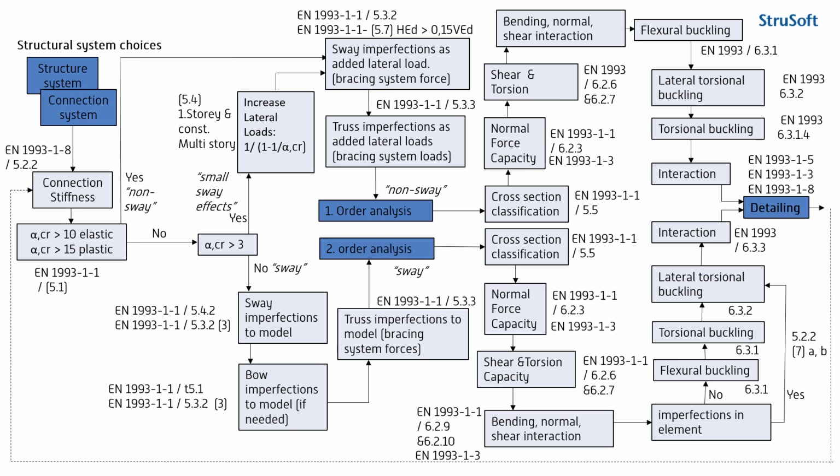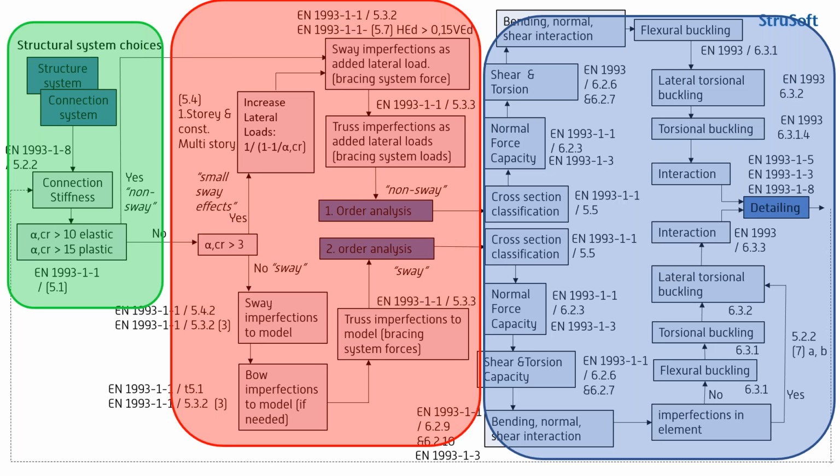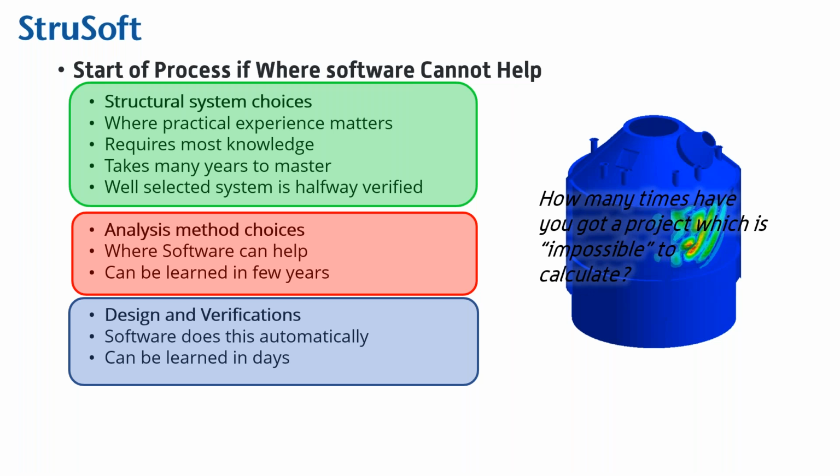So let's dive a little bit closer into this process. And these are the three main areas. The green one is the structural system choices, and then the red one is how you do your analysis, and the blue one is how you do the design of the parts of your structure. And usually the problem is that this green part is the most difficult one. This will take you even 10 years to master.